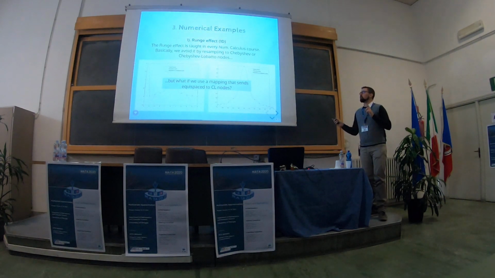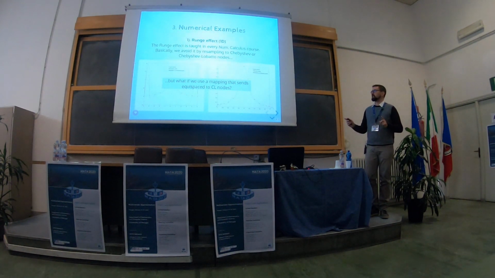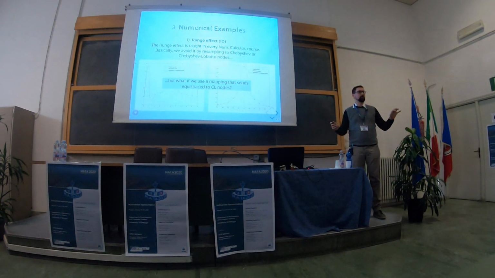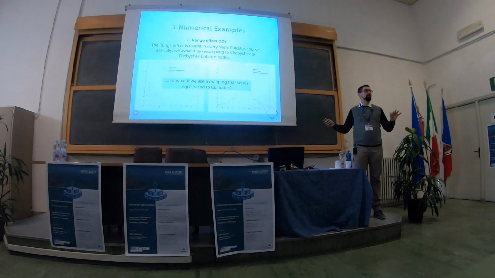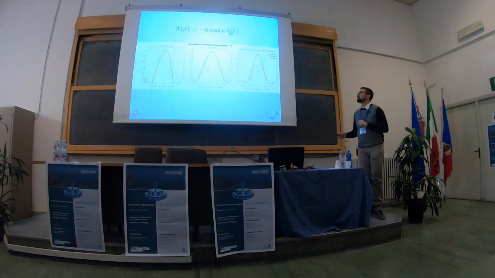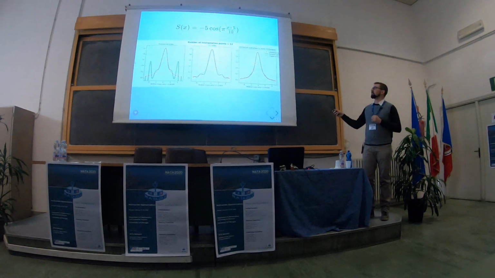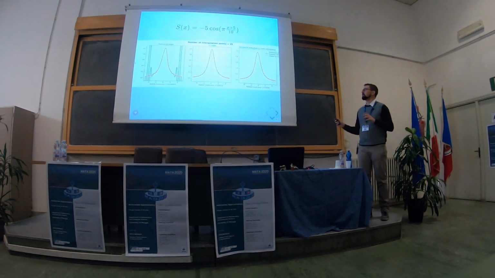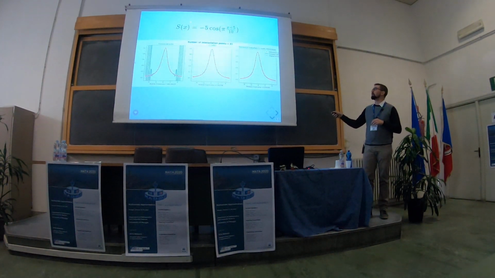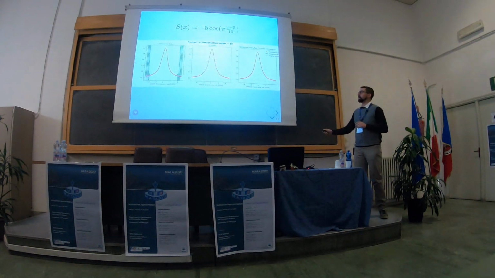Okay. What if we use a mapping that sends the equispace points to the Chebyshev-Lobatto points? What if we try to do this? Okay. Let's try. This is the mapping that we use. This is the Runge function in [-5, 5], and this is the mapping. This is what happens.